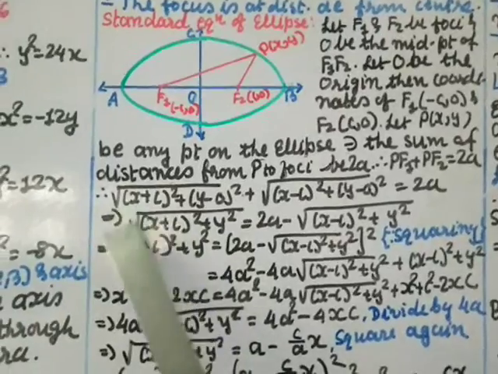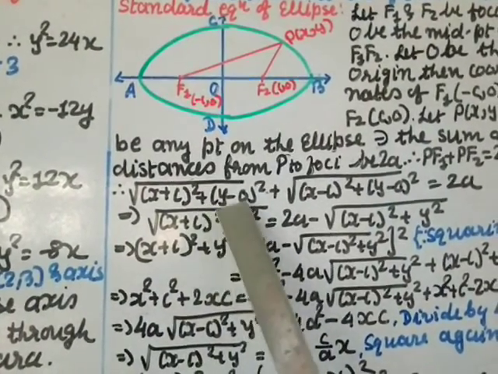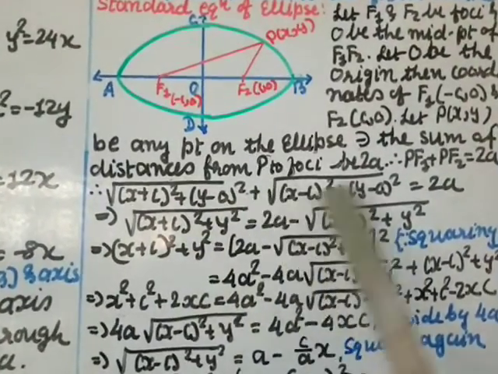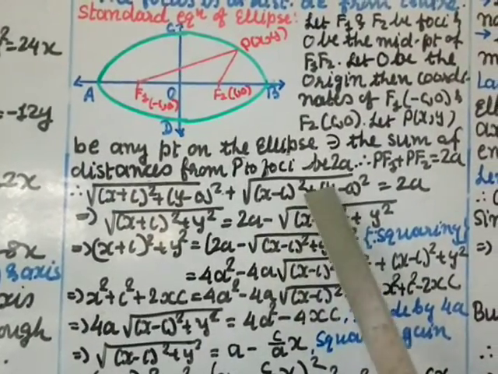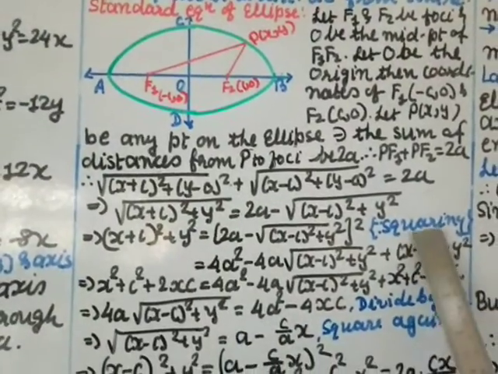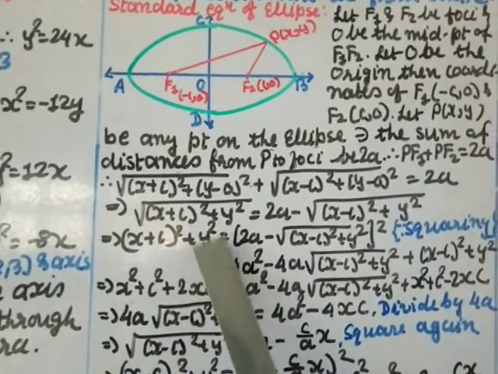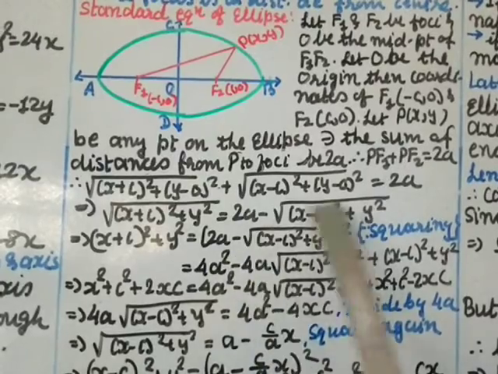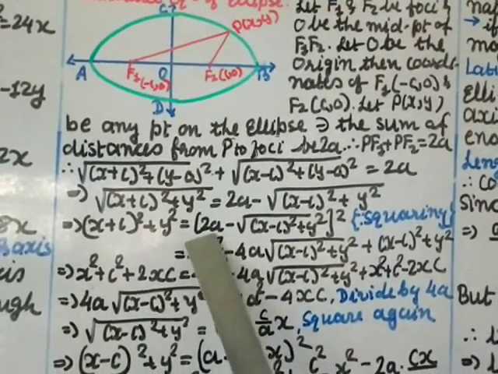So this can be written as the square root of (x plus c) whole square plus y square equal to 2a, and this I am transferring over here, so it becomes negative of the square root of (x minus c) whole square plus y square, because (y minus 0) whole square gives you y square. Now you square on both sides. When you square, this square root will cut. So you get (x plus c) whole square plus y square equal to this; you have to square because there are two terms: 2a minus the square root of (x minus c) whole square plus y square, whole square.